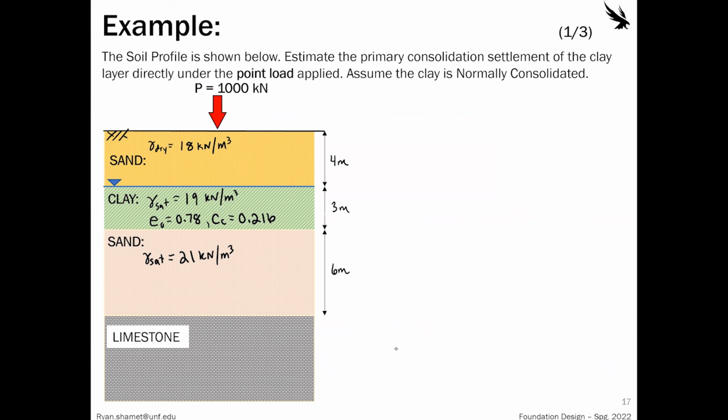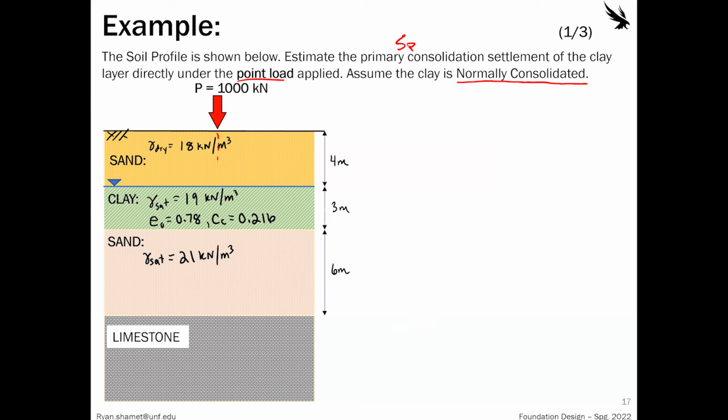Okay, so let's look at an example. The soil profile is shown below. Estimate the primary consolidation settlement. Again, that's the settlement of the clay directly under the point load. And we're given the point load as a load of 1,000 kilonewtons. We're assuming the clay is normally consolidated, obviously, because we haven't gotten into over-consolidated yet.